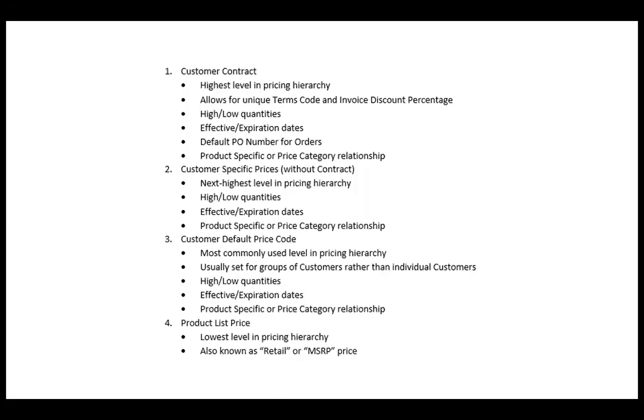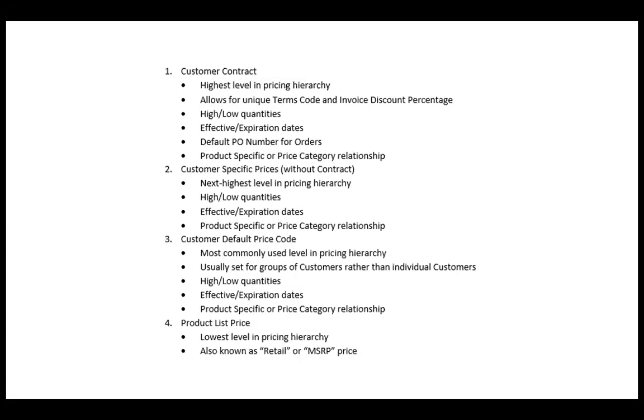After that, we have customer specific prices. These are very similar to customer contracts, except that you can't define unique terms codes or invoice discounts or PO numbers. You could still set expiration dates, high-low quantities, and a relationship that goes either from an individual product or a group of products based on price categories.